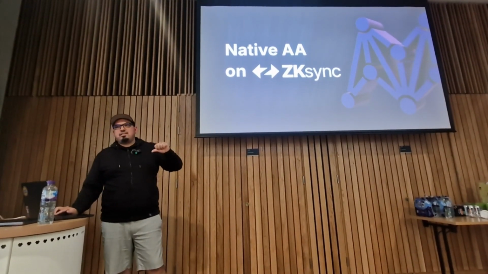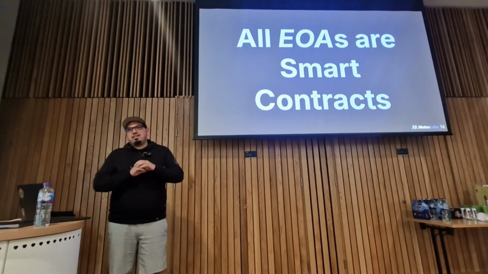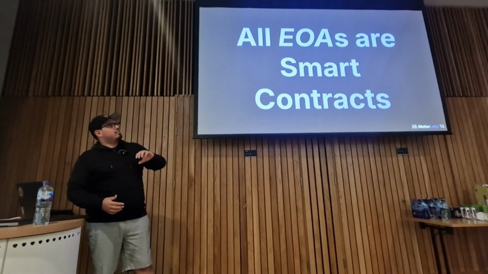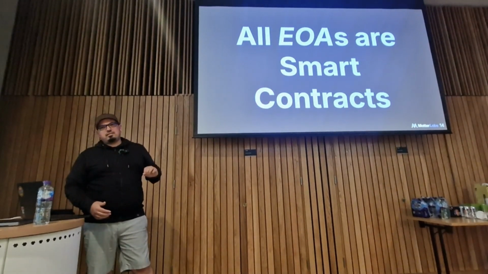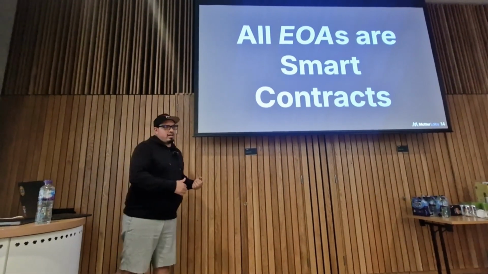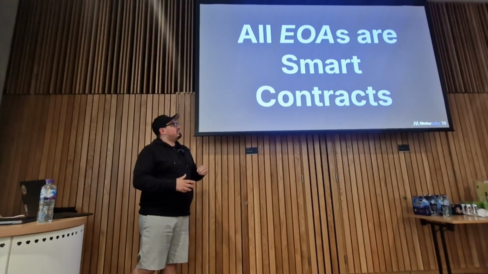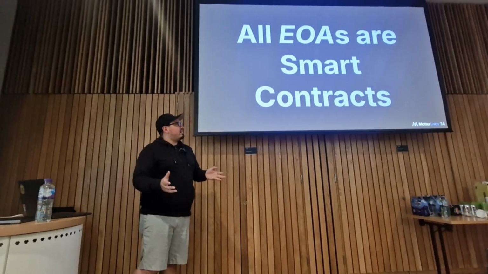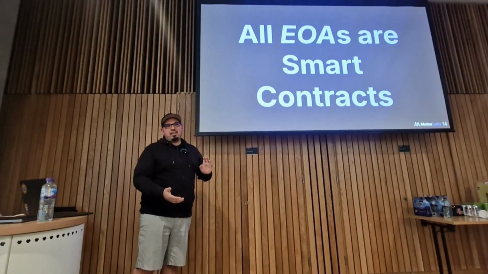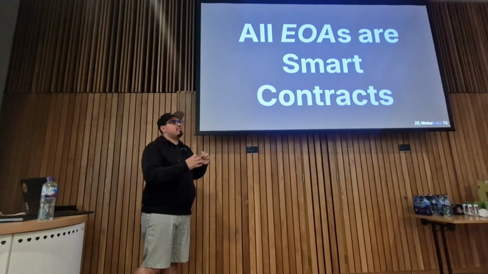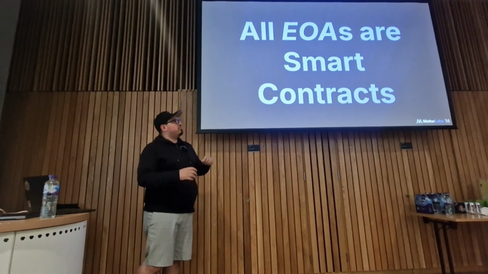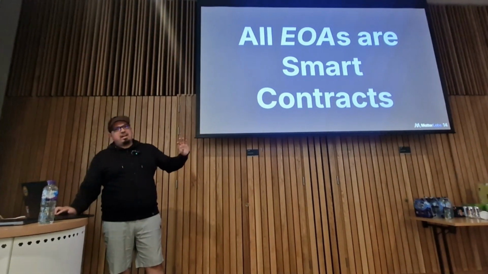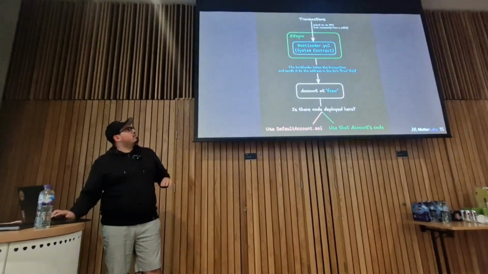Native account abstraction on ZKsync. On ZKsync, we solved this problem by doing one major thing, and that is all EOAs are smart contracts. So on our network, on the L2 in Ethereum, we treat every EOA wallet that you previously had as a smart contract underneath. It has very basic logic, and I'll get into what that even means, but we took this approach and it opened up a whole bunch of things.